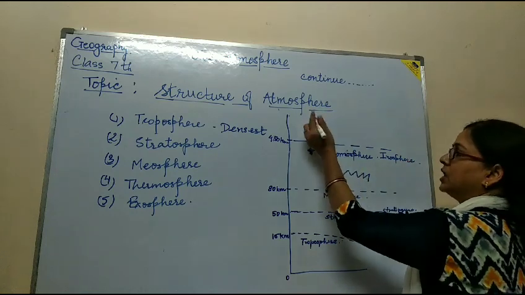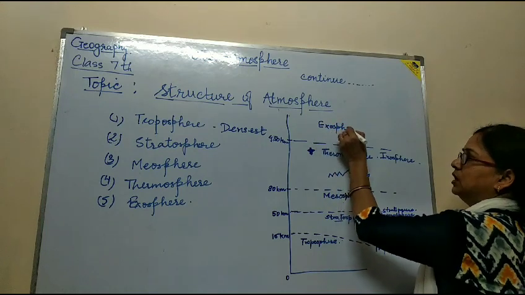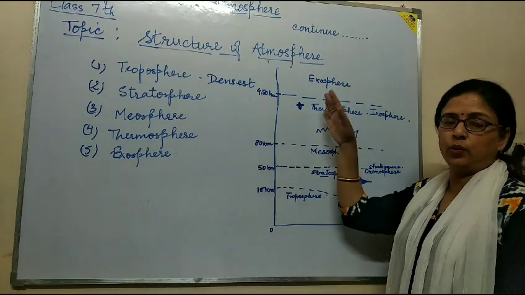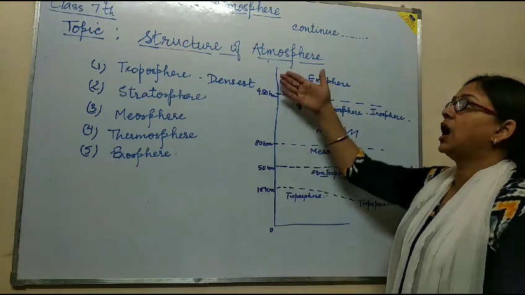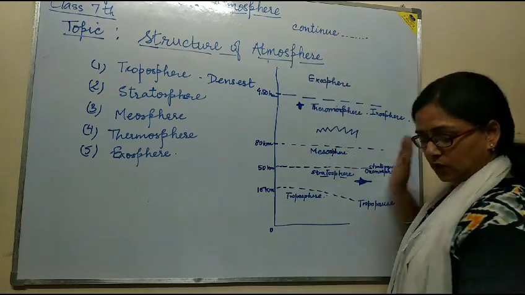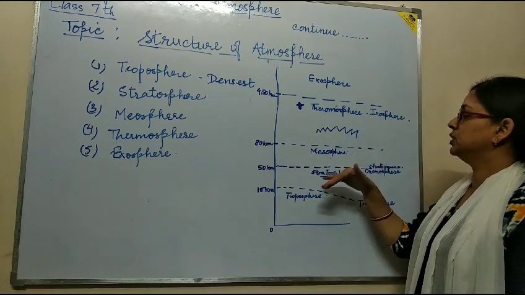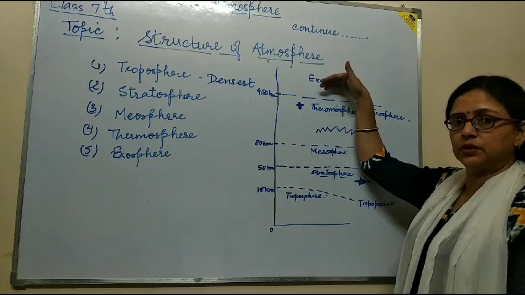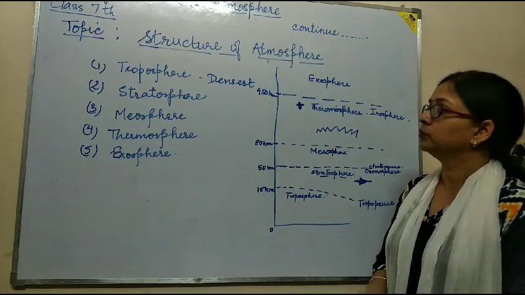And the last one is the exosphere. The exosphere is the outermost layer of the atmosphere, predominantly made of rarefied hydrogen and helium gases. The height of this layer is not certain. So this is all about the structure of the atmosphere: the troposphere, stratosphere, mesosphere, thermosphere and exosphere. These are the different layers of the atmosphere.